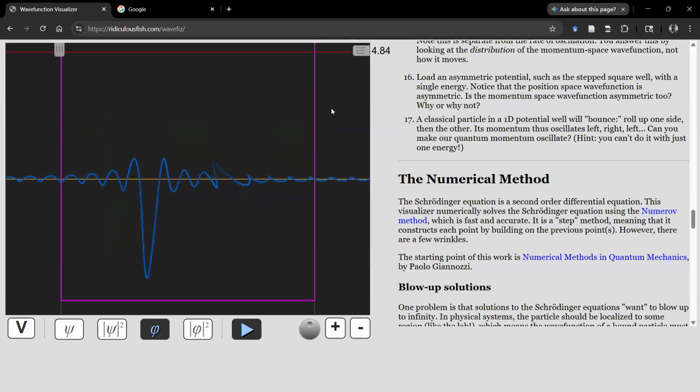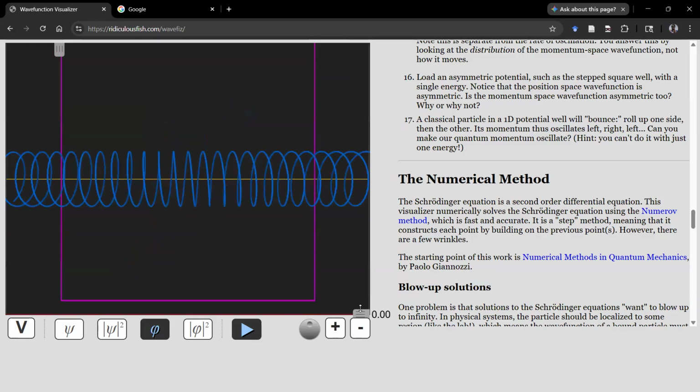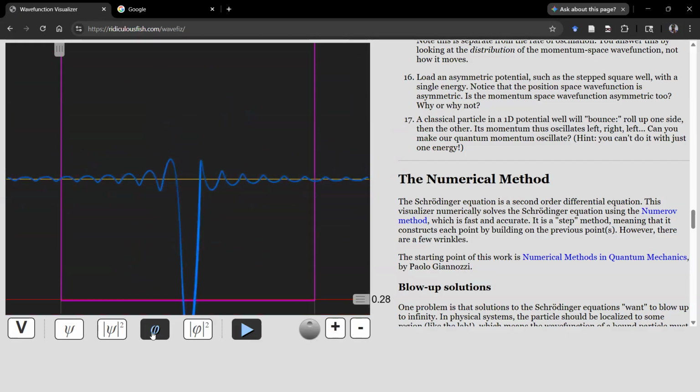If I change the energy of this system, we'll see that the location of this peak changes. As I bring the energy down, you can see it's oscillating more slowly because the energy is low. The frequency of the oscillation is a function of the energy. And as you can see, there are two peaks here, but they're adding together. Kind of looks like one.